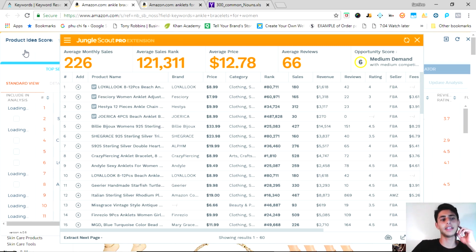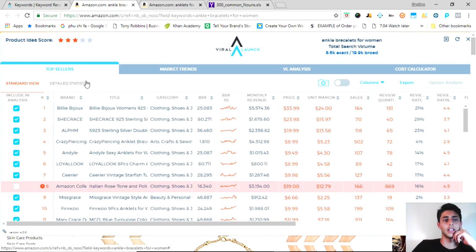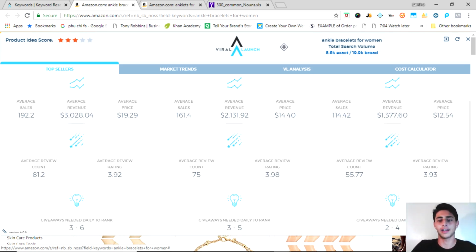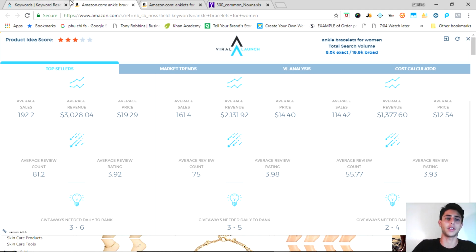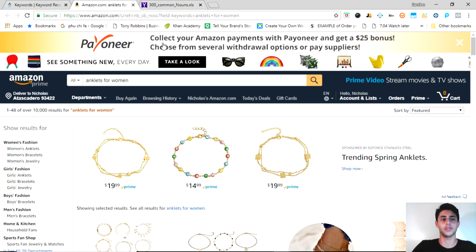So if we run the Viral Launch Chrome extension, the first thing we want to do again is go to detailed statistics. Then we're going to look at the market overall. So we can see right away average revenue $1,400, average price $12, and then average review count 55. So the review count fits within our criteria, but the revenue and the price do not fit within our product criteria. So we're going to count this product out as well. Then we'll move on to the next one.